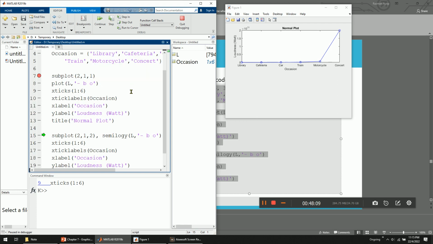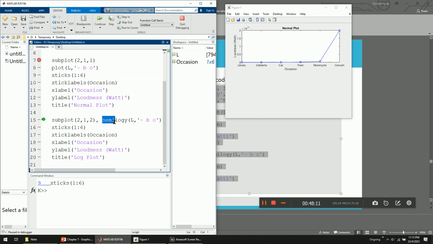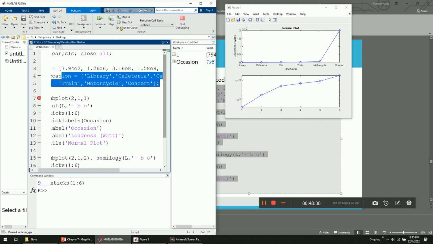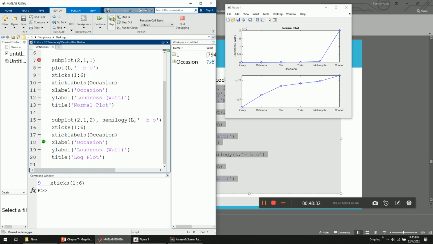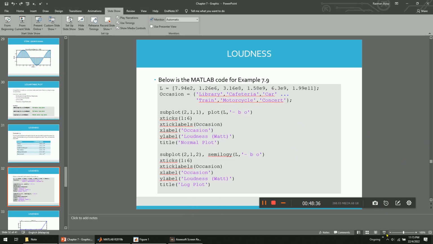Same here, but this time you use semilogy. You put semilogy, and you can see here the plot is much more clear. This is the second position, of course, and then you create a tick. The ticks 1, 2, 3, 4, 5, and then replace them with the occasions here. Then label and title. So that is how you use a semilog graph.